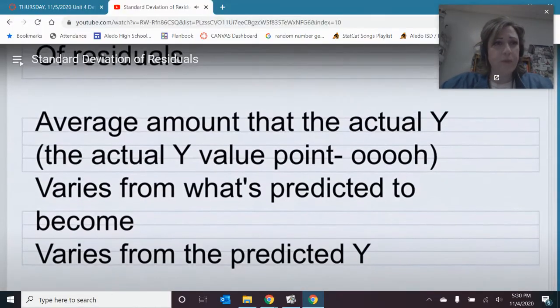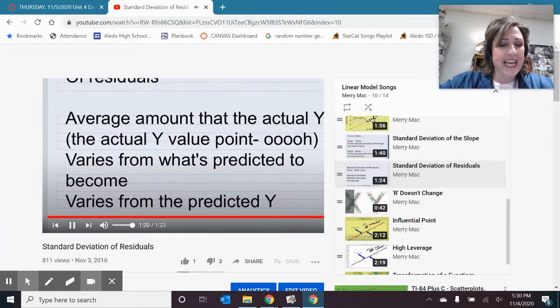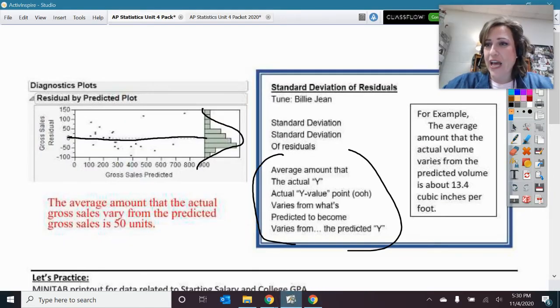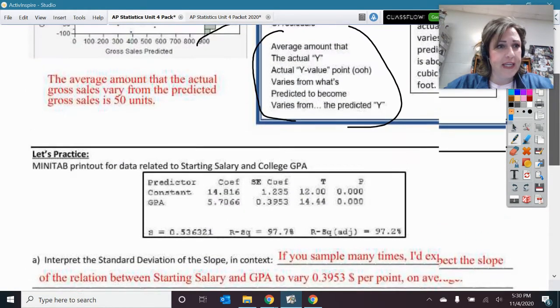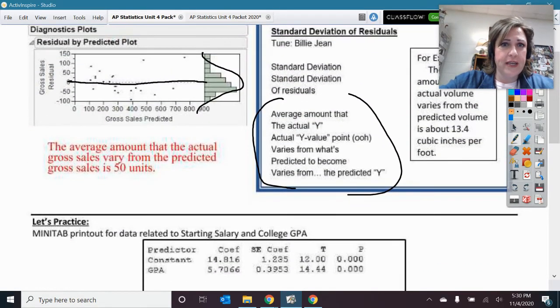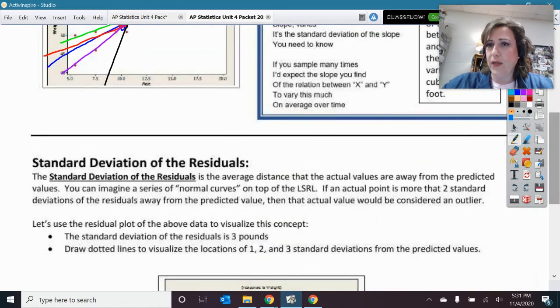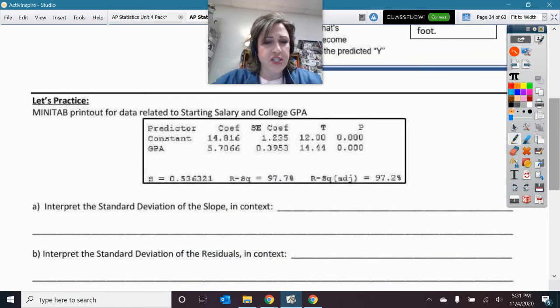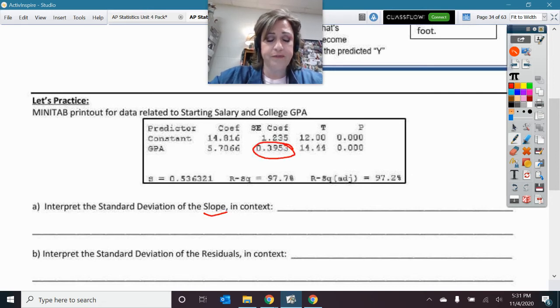Okay, so there we go. All right, so there is that saying that you need to remember. Moving on. Let's practice this. Here we have this computer printout. Interpret the standard deviation of the slope in context. We already had identified that. Standard deviation of the slope, that was here.